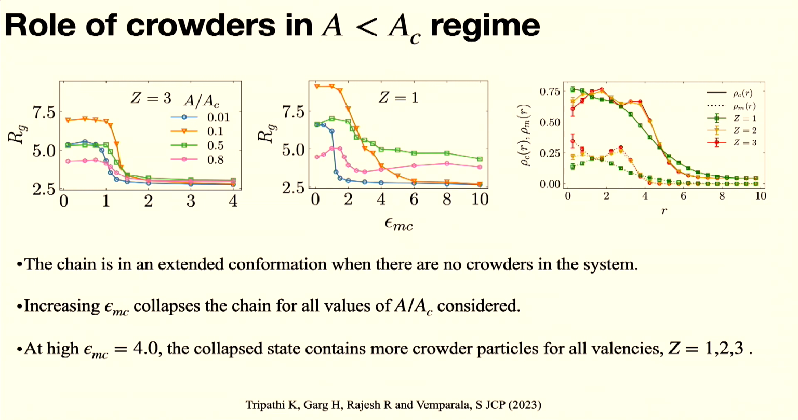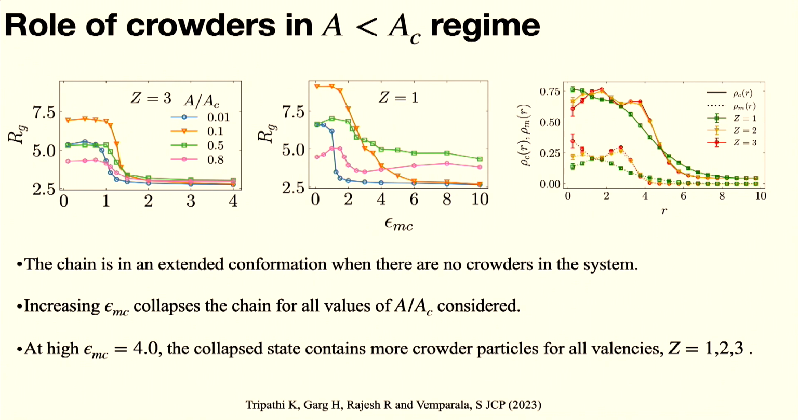And for the two different valences I'm showing here, Z equal to 1 and Z equal to 3, for both of them the chain was in the extended form. You can see from the RG values here, when the value of A was less than AC, all of them are going through an extended to collapse kind of behavior. And this is for the highest value of epsilon MC, that is, the highest value of monomer-Crowder attraction.